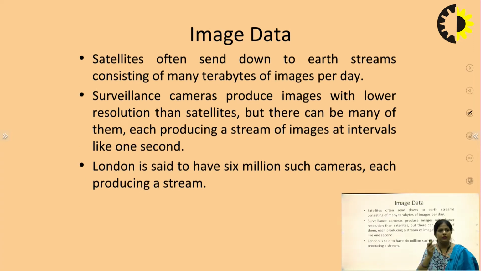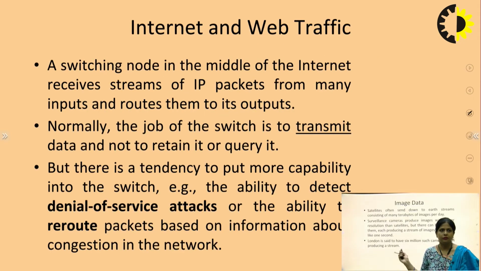So, that is sensor data. Second, we have image data. Here, for example, satellites often send down to Earth streams consisting of many terabytes of images per day. Surveillance cameras produce images with lower resolution than the satellites, but there can be many of them, each producing a stream of images at intervals of, say, 1 second, right? London is said to have 6 million such cameras, each producing a stream, right?